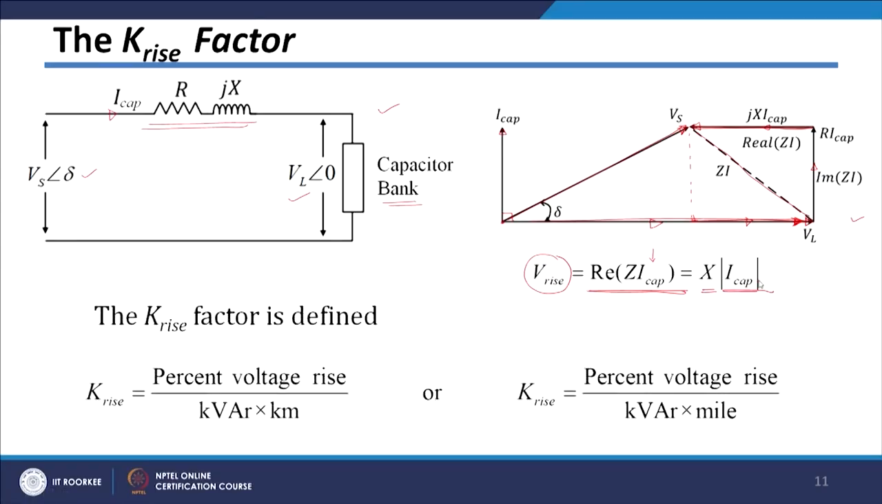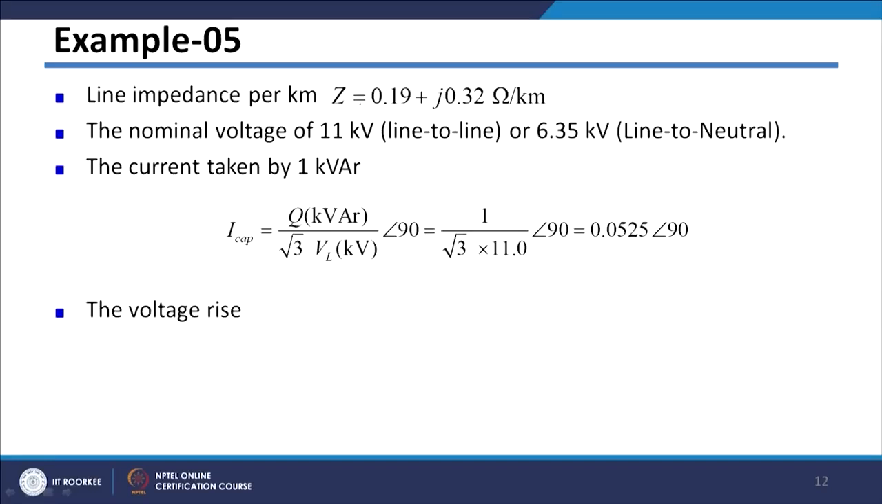So, K rise factor is defined as percent voltage rise, because voltage is rising here, per kVAR of the capacitor per kilometer. So, percentage voltage rise per kVAR of capacitor per kilometer. If your distance is in miles, it will be percent voltage rise per kVAR per mile. Let us say the impedance of your line is Z = 0.19 + j0.32 ohms per kilometer.